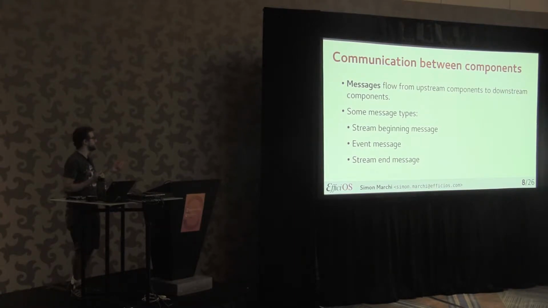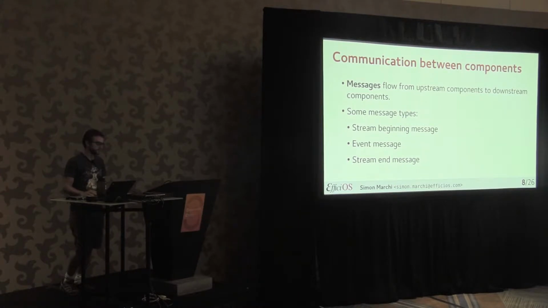Then the most obvious one is an event message. Every time there's an event, usually associated with a timestamp, it sends a message downstream. So if you have a trace with 100 events, it will send 100 of these messages. And finally, once it's done, it says, I've reached the end of my trace file. Physically, it sends the stream end message. There are actually a few more, but with just these three, you can start writing something useful.